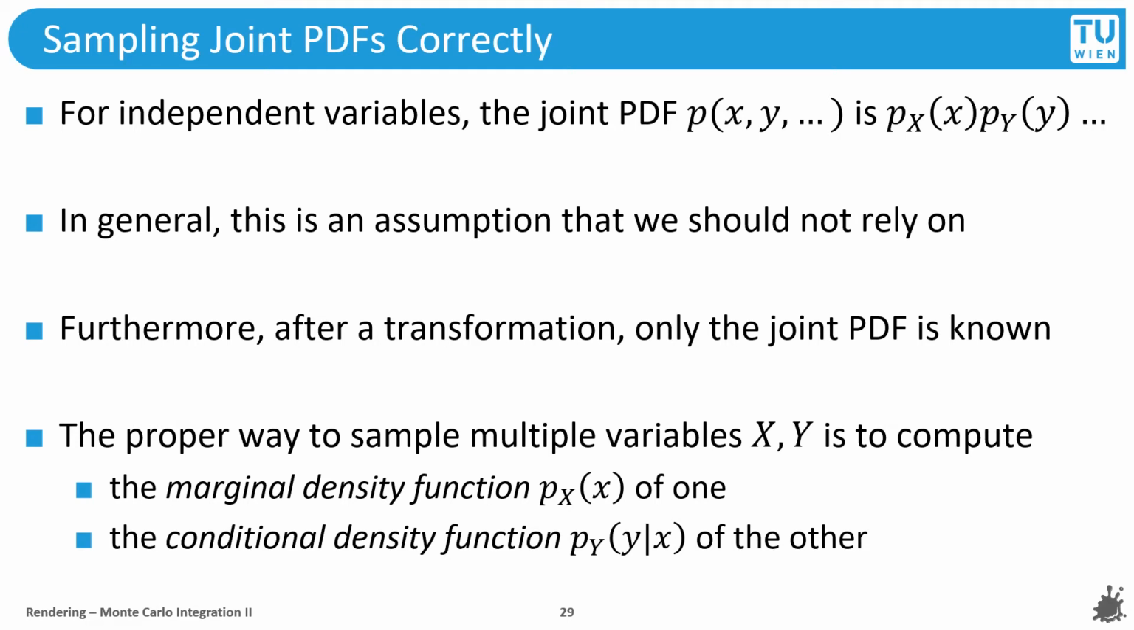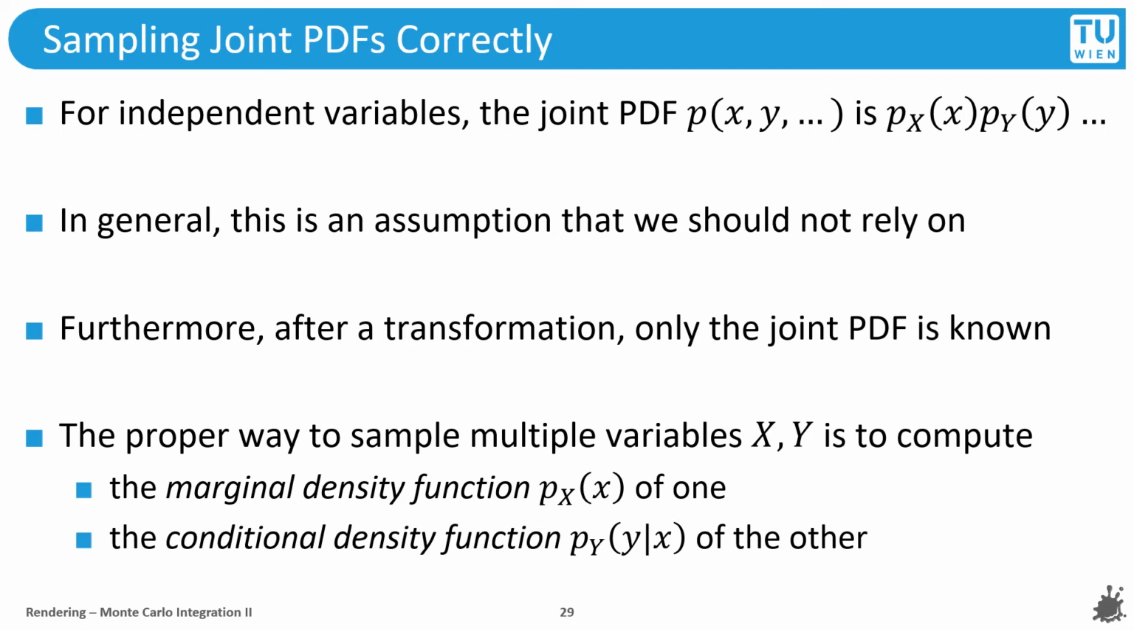The last challenge we need to face before we can finally solve the unit disk is the correct sampling of a joint PDF. Last time we only saw distributions from independent variables. We knew their individual PDFs, so we could simply invert their CDFs and sample them separately. But this is an assumption that we should not make in general, and there is a proper way to do it that only requires a little extra effort.